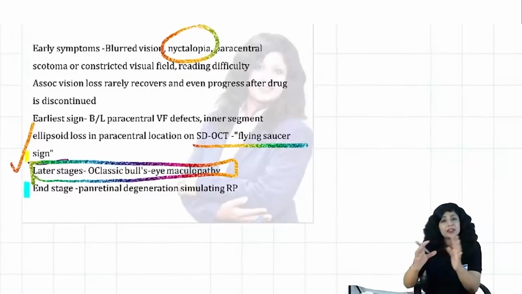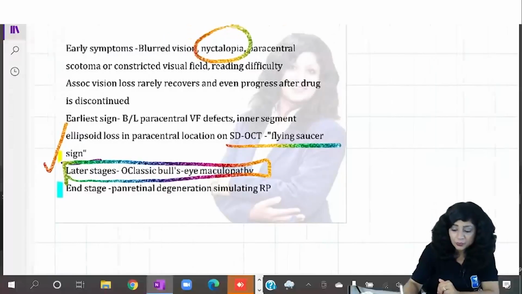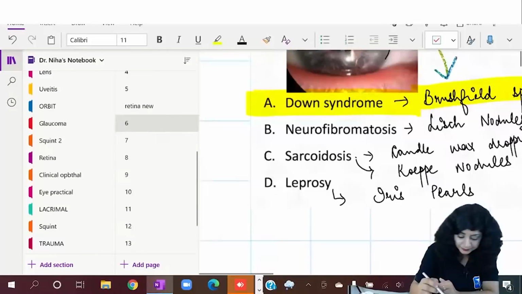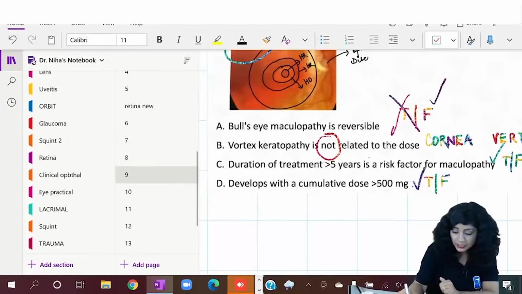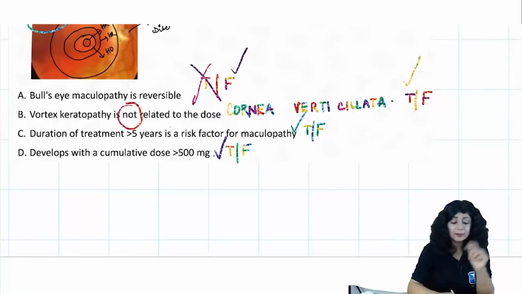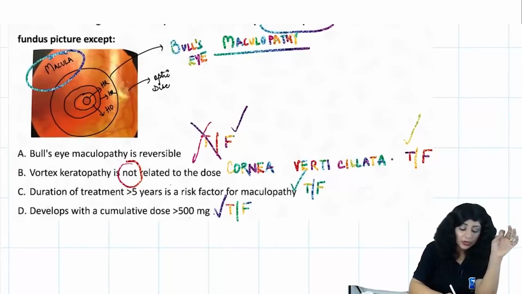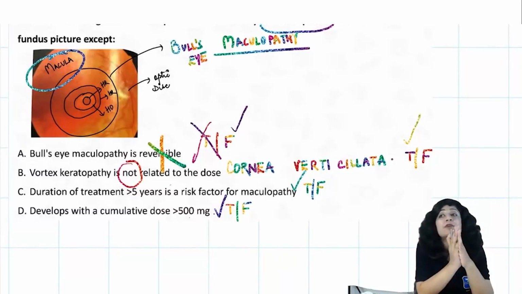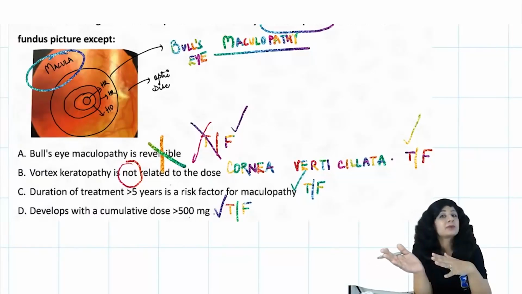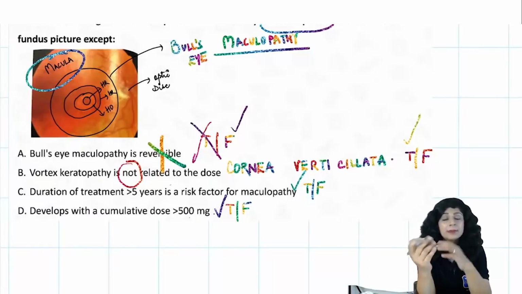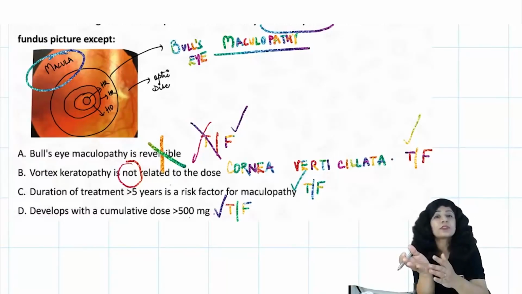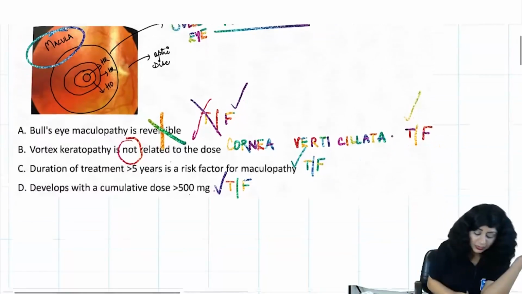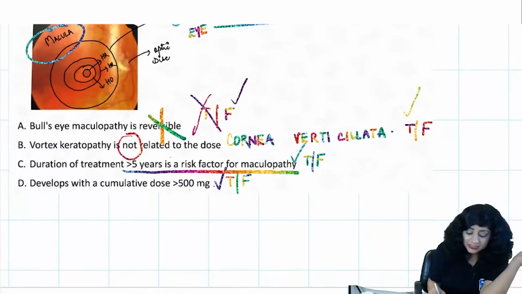So now once you have seen everything, if you go back to your question there, yeah. So if you look here, the bullseye maculopathy is not reversible, but yes, the vortex keratopathy is reversible. Cornea verticillata is reversible. Bullseye maculopathy is related to the dose. Cornea verticillata is not related to the dose. Duration of the treatment more than 5 years is definitely a risk factor, and cumulative dose.